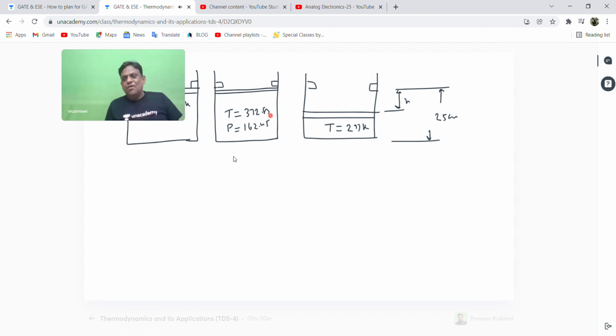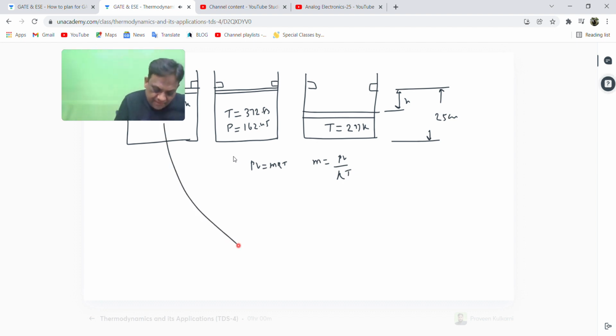Wonderful, my dear students. Or I can write PV is equal to mRT, or mass is equal to PV by RT. So let us equate this mass and this mass. What is the initial pressure? Either I can equate this mass, these two, or those two.